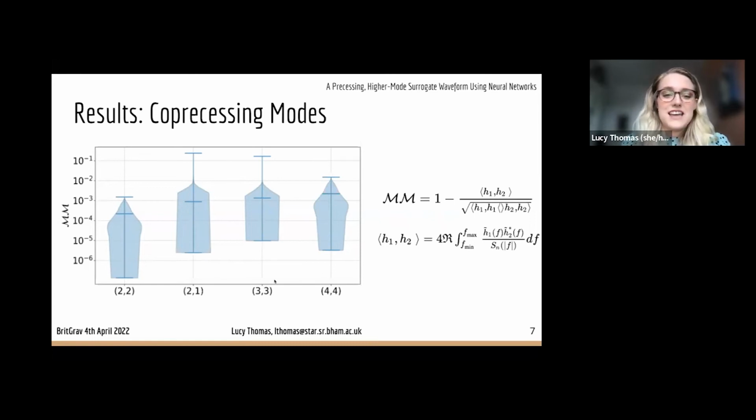We note that there are tails in our odd M modes, the 2-1 and the 3-3 mode, but these occur in parameter space where there is very little binary asymmetry, so near to equal mass with very little precession. And these 2 modes will be heavily suppressed in those regimes and won't contribute much to the overall precessing strain signal anyway.